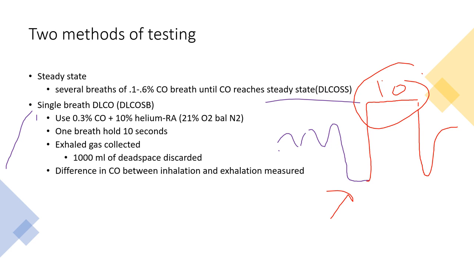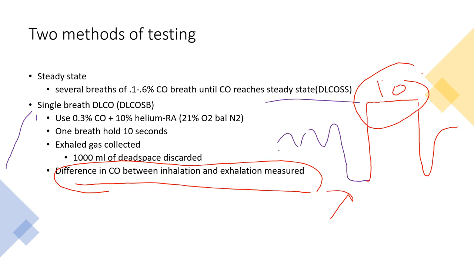So we're measuring the difference between inhalation and exhalation. We know how much carbon monoxide we gave them. Then whatever is left over after they exhaled, that's the balance. That's what we're trying to see. The bigger the difference, the better the diffusion. The smaller the difference, the worse the diffusion.